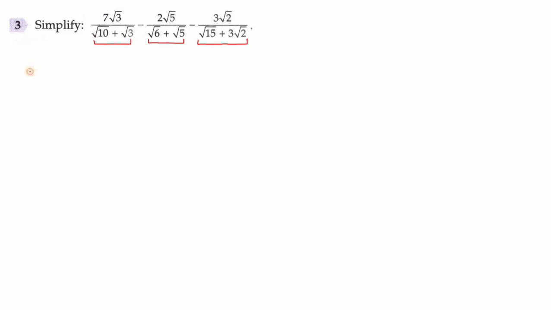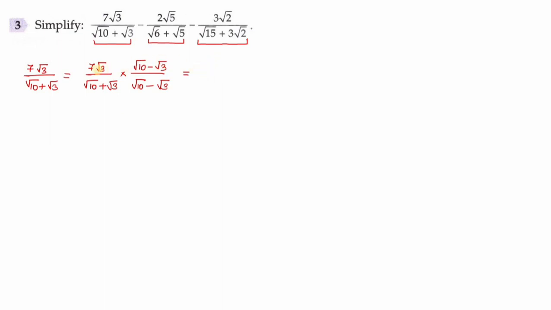So the first one is 7 root 3 by root 10 plus root 3. We will first rationalize the denominator in this case. So let's see how much we get. It is 7 root 3 by root 10 plus root 3. So we have a plus b in the denominator. We will multiply both numerator and denominator by a minus b. Now let's multiply them and see what we get.